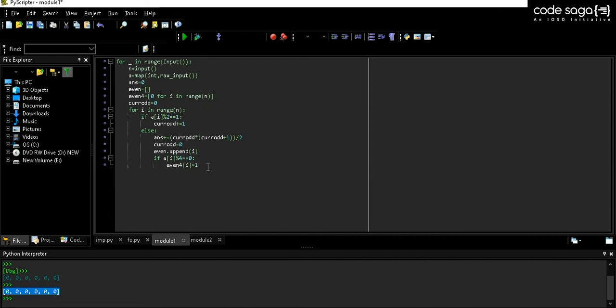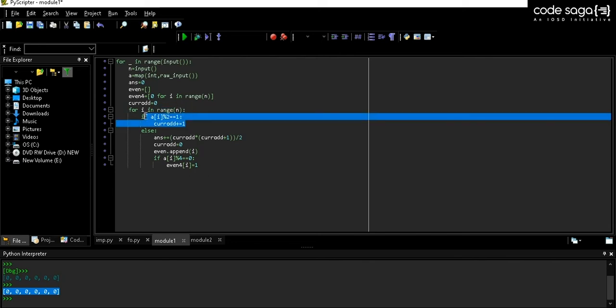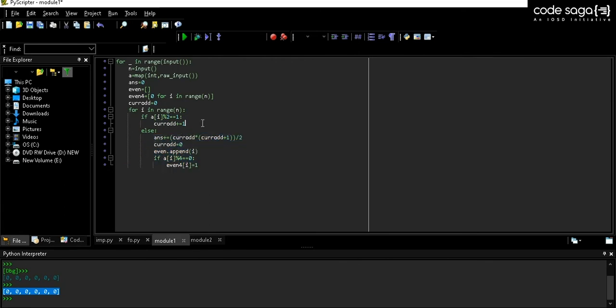Now we also have to do one more thing. Say the last element in the list is even, and before that we had a chain of odd numbers. Then it will be easy to calculate this sum. But if the last number is odd, then it never goes inside this else condition later on, and we never get the sum of the last chain. So we'll add another answer plus equal to cur odd into cur odd plus 1 by 2.